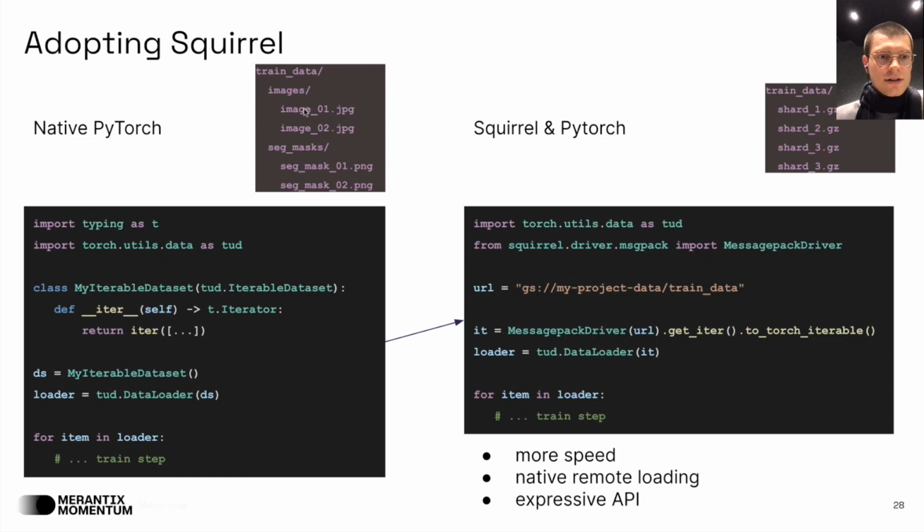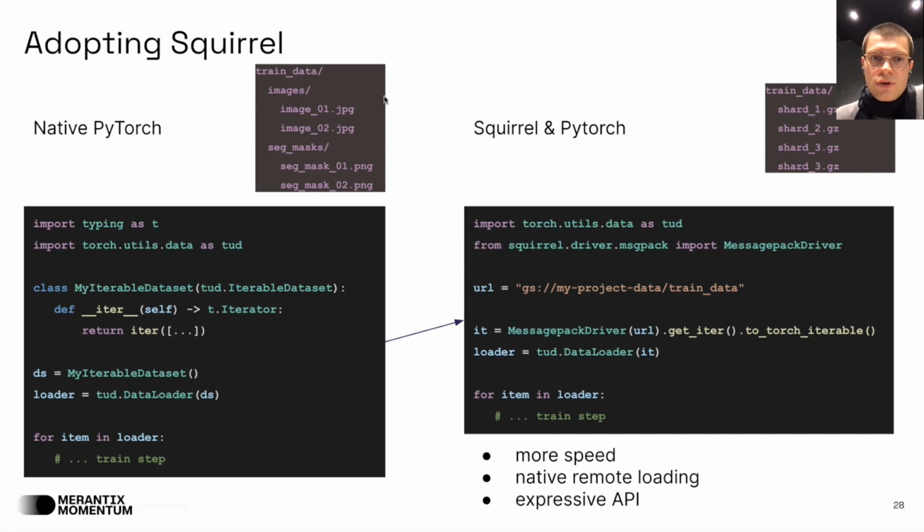On the left side, you would usually have your native PyTorch data loading code. For example, you have an iterable dataset that returns some iterator upon calling the iter method. Then you have a for loop, which is your training loop, and you iterate over the data that the PyTorch data loader gives you. And what do you now need to do for Squirrel?